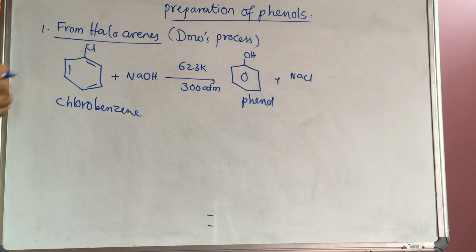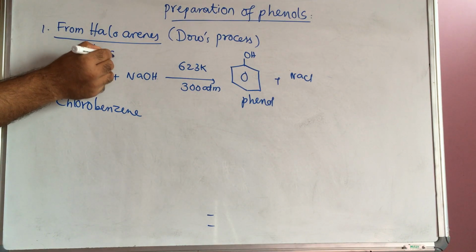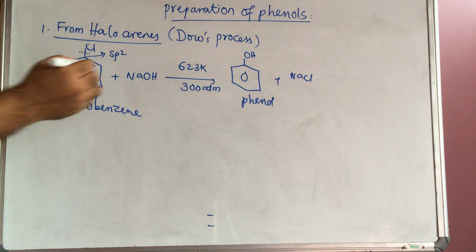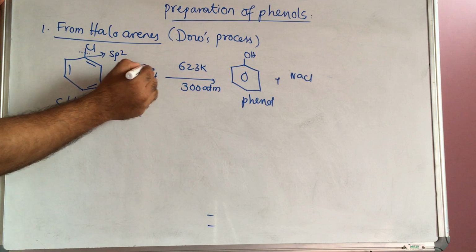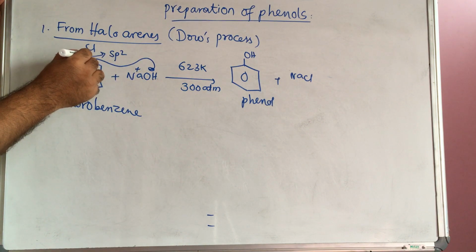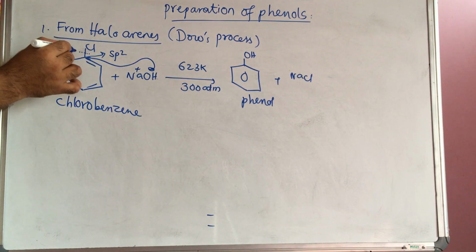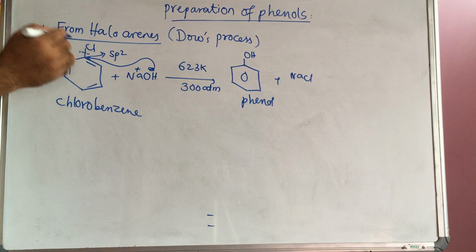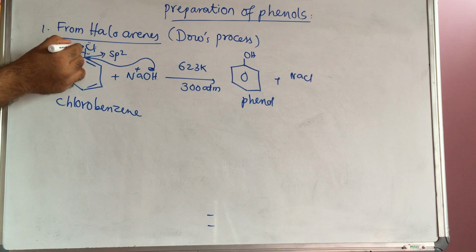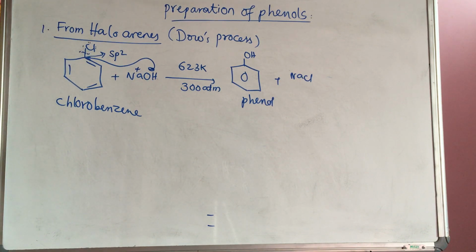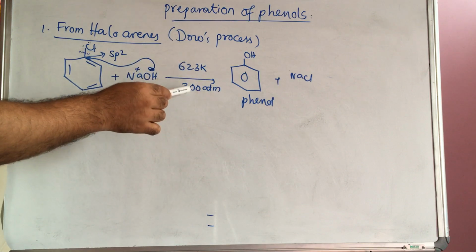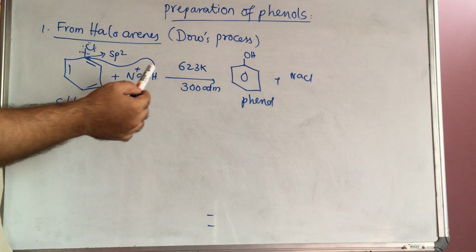Keep in mind, this carbon is sp2 carbon. That's why this bond breaking is difficult. The nucleophile Na+ OH- attacking at this position is difficult because chlorine is not a good leaving group here, as the bond has partial double bond character. Because the lone pair on chlorine may undergo resonance, bond breaking is difficult. That's why this reaction takes place only at higher temperature and higher pressure.